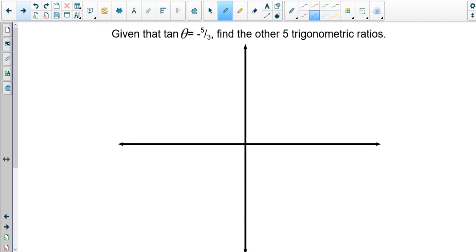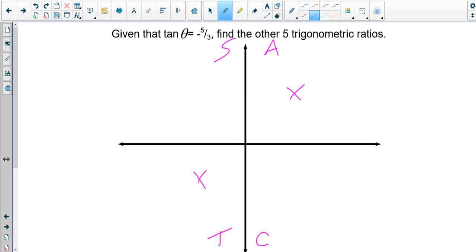So in today's lesson, we are going to be finding the other 5 trig functions given some variance of information. The first one here says that the tangent of theta is equal to negative 5/3. So the first thing I double check is where all students take calculus. Since the tangent is negative 5/3, the negative is the important thing here. I know that that cannot happen in quadrants 1 or 3 because the tangent is positive in those quadrants.